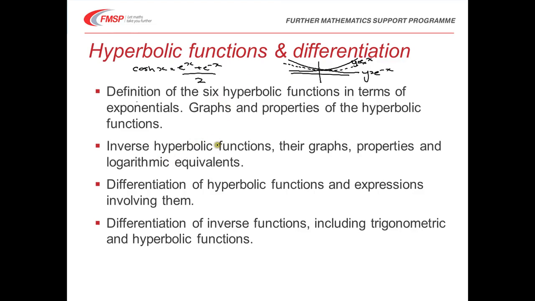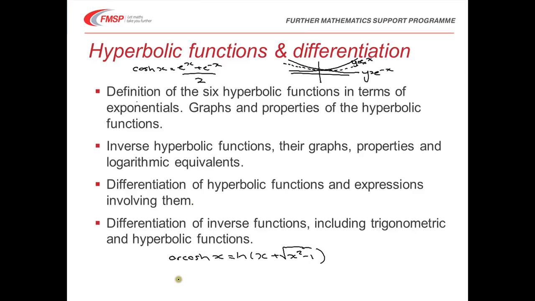We need to know about inverse hyperbolic functions, their graphs, their properties, and their log equivalents. So if we stick with the example of cosh, then just like we can define cosh in terms of e, we can define inverse cosh of x in terms of log, and that one is log of x plus the square root of x squared minus 1. So if we need the inverse cosh of something, we can use that log function to do that.